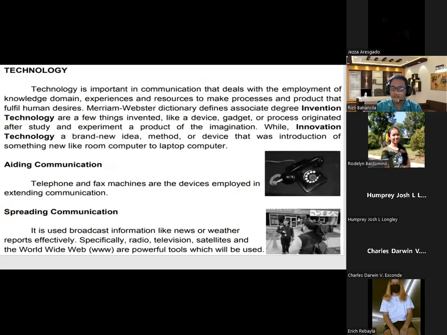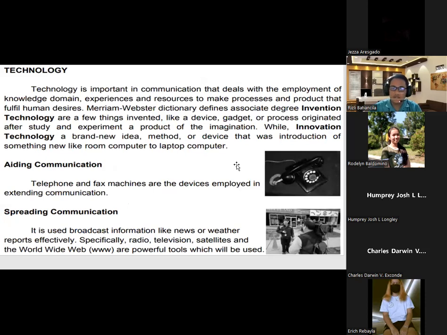And lastly, of course, meron tayong tinatawag na technology. So, gaya ng sabi ninyo kanina, technology makes life easier, makes work easier. That's correct. Technology is important in communication that deals with the employment of knowledge domain, experiences, and resources to make processes and products that fulfill human desires.